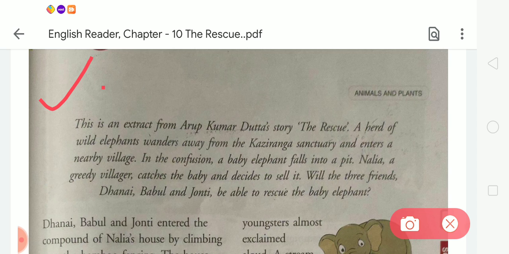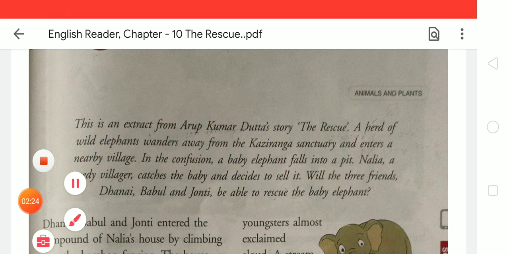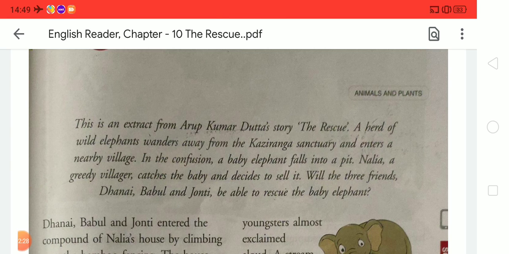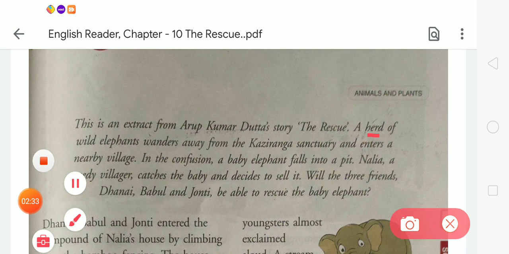Okay, so first of all there is a word, herd. What is the meaning of herd? It means a large group of animals. Okay, a large group of animals. Second is Kanchiranga. Students, if you heard this name Kanchiranga, do you know what this is? Kanchiranga is a national park which is situated in Assam.